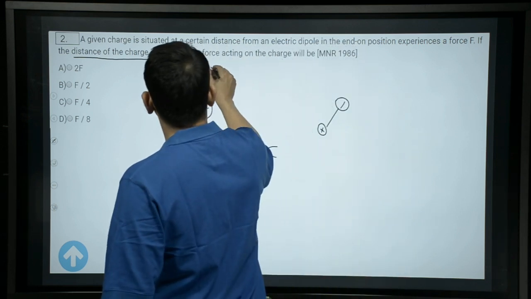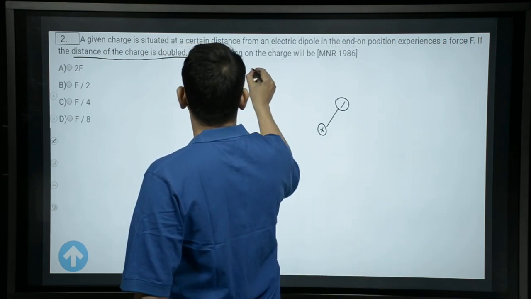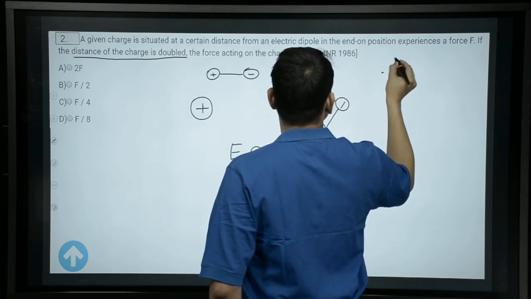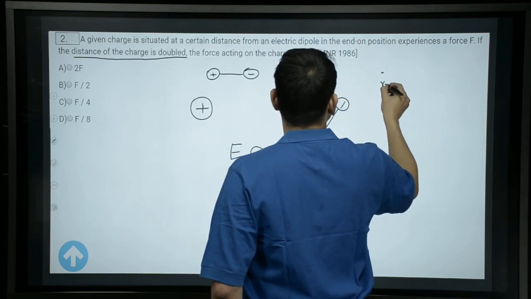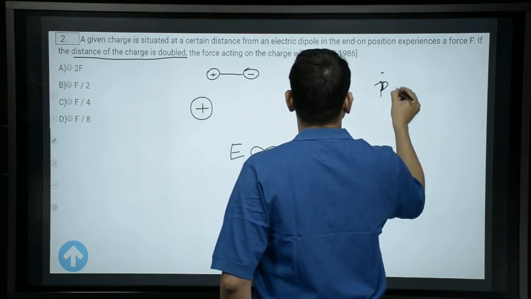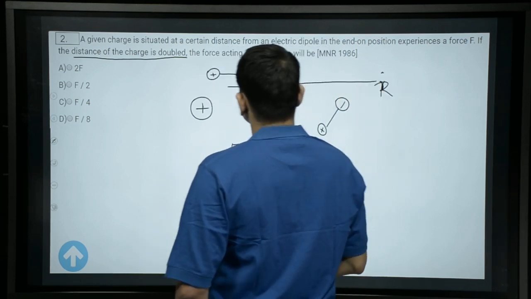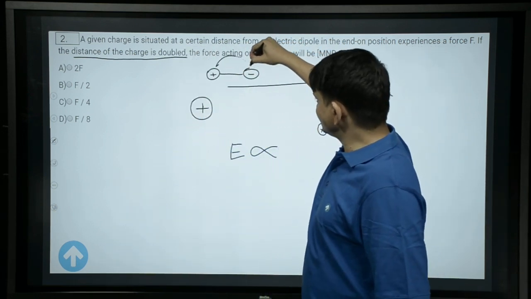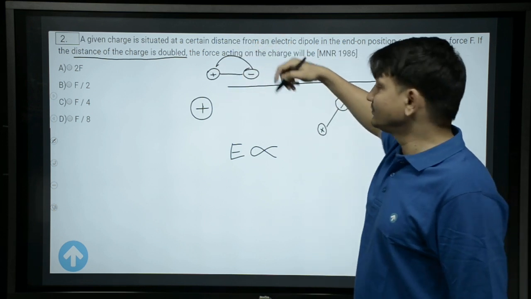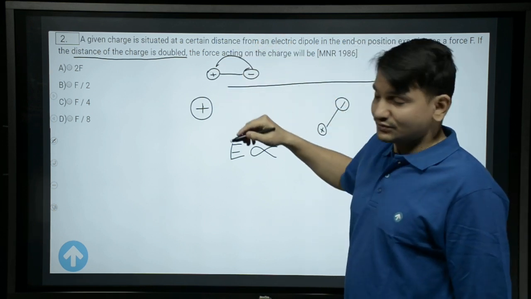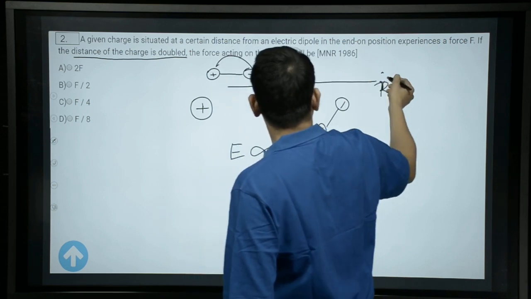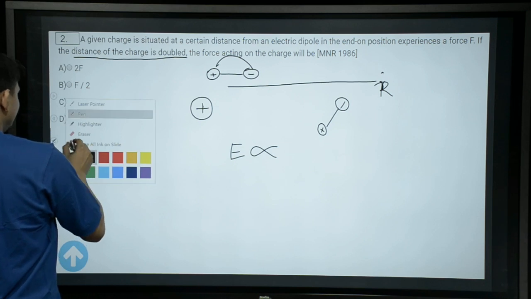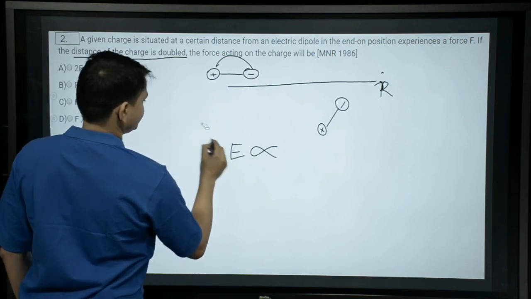Something like this. This is a dipole. Let's consider a point at a distance r from it, say capital R. So, considering these two, the distance of the dipole is quite small as compared to R. What would be the electric field at this point? Obviously, we can use the formula KQ by R square here.